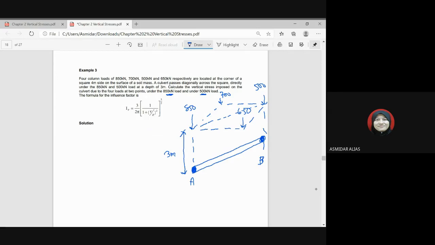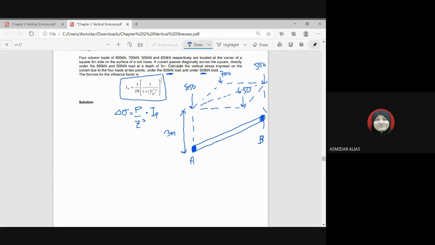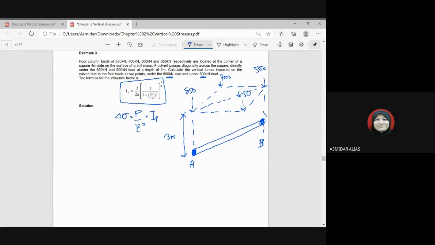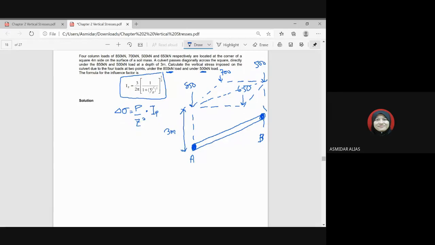Okay, macam you tahu point load adalah P over Z squared multiple by IP ataupun influence factor untuk point load. IP ni alhamdulillah dalam soalan dia dah bagi equation IP. Tapi the best way of course you need to hafal equation tu lah in case dia tak bagi. So nasihat saya, kita akan cari satu-satulah untuk point A.